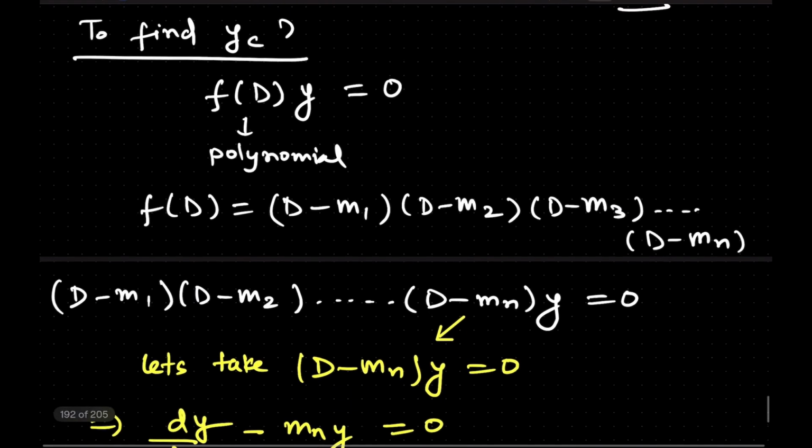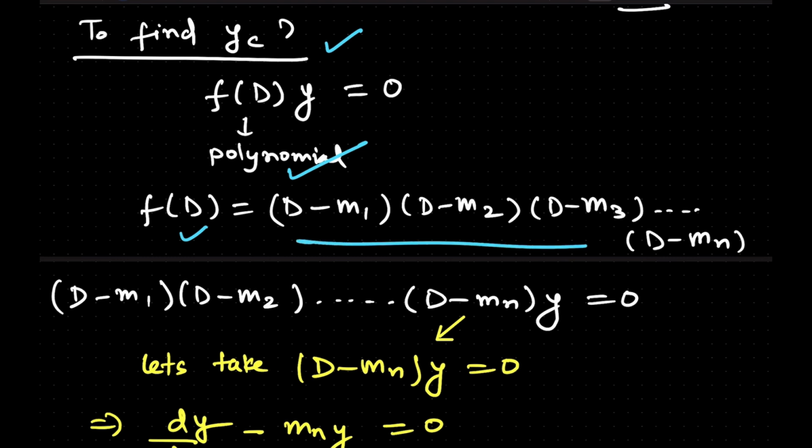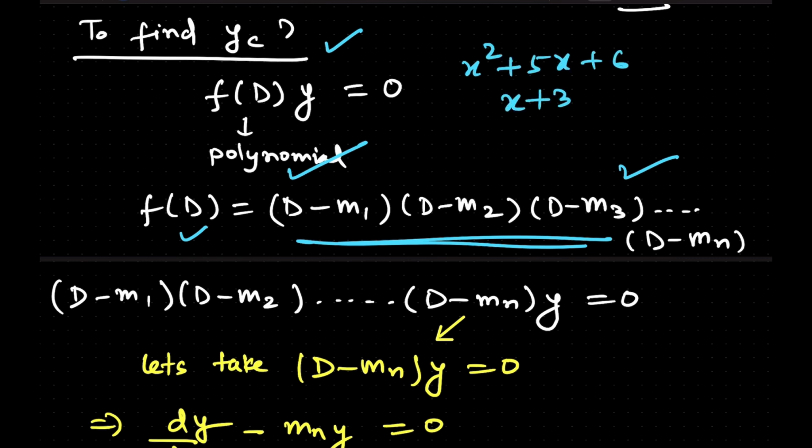Now our main target was to find yc, that is the complementary solution. Our equation was f(D) y equal to 0, where f(D) was our polynomial. Now the polynomial part we can express by factoring it down. We already know different methods to factor a polynomial, for example x square plus 5x plus 6 can be factored into (x plus 3)(x plus 2). So our polynomial in D can be written in factored form.